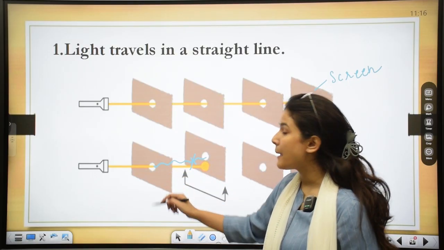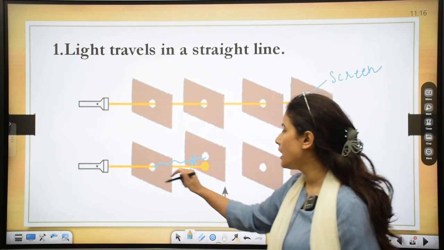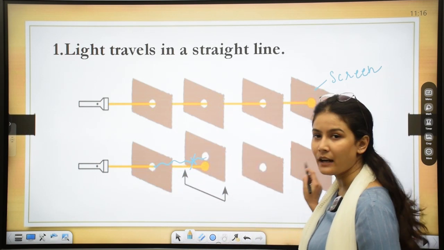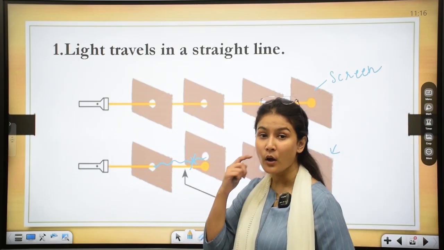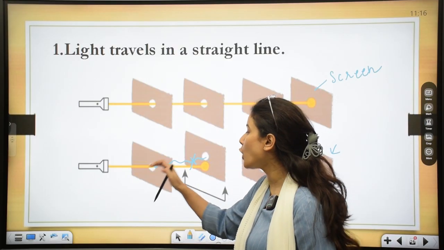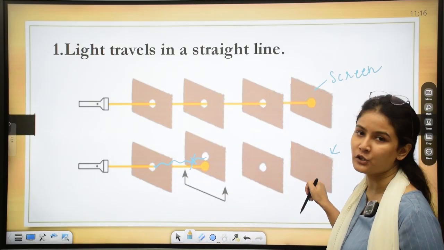If it was, for example, sound, it would travel, although you would not be able to see it, and it would reach this particular place. But light, because it travels in a straight line, will not pass these holes if they are not lined up properly, and it will not reach the screen.